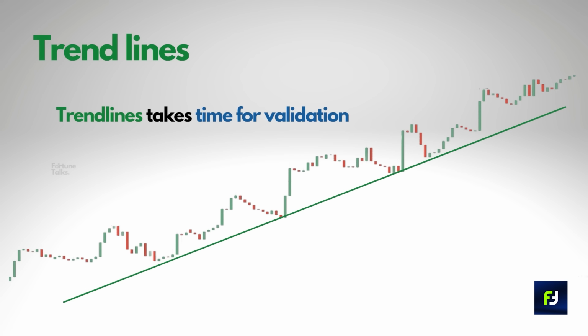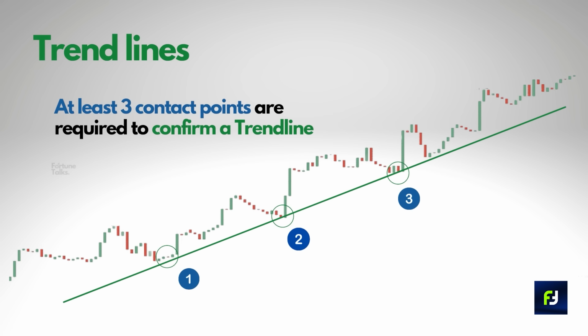Now the third idea would be the trend line. We know that trend lines are a famous pullback tool, but the drawback with trend lines is that it takes longer to get validated. As a thumb rule, we all know that a trend line requires at least 3 contact points to get validated. You can always connect 2 random points, but only when you get the third contact point, you are really looking at a trend line.